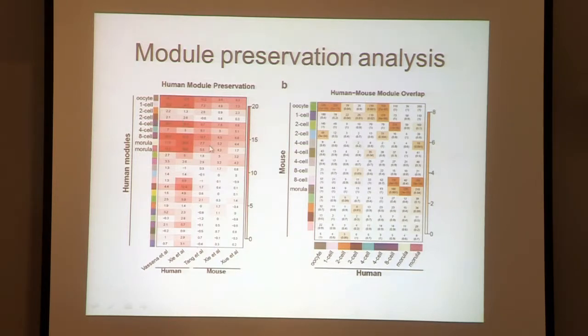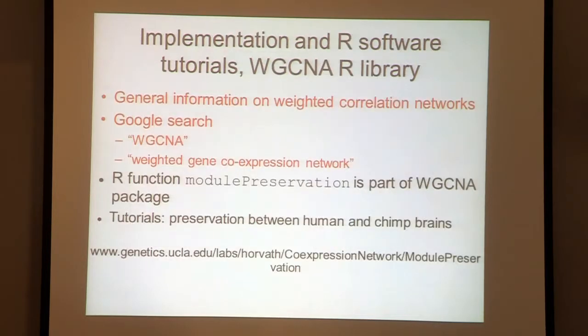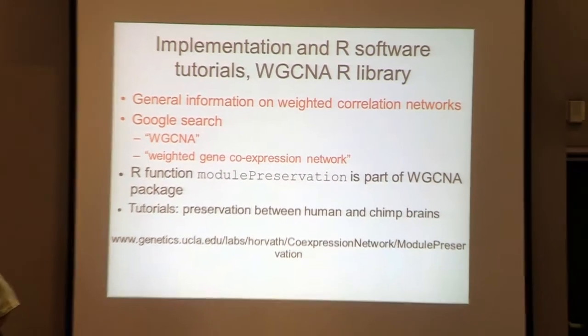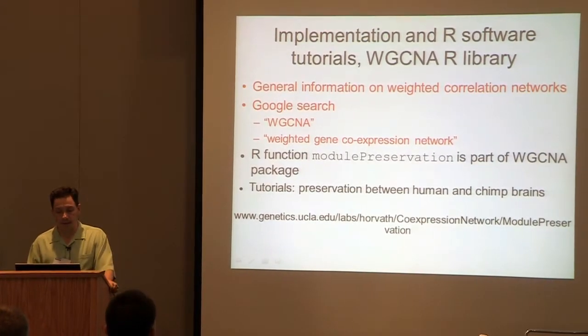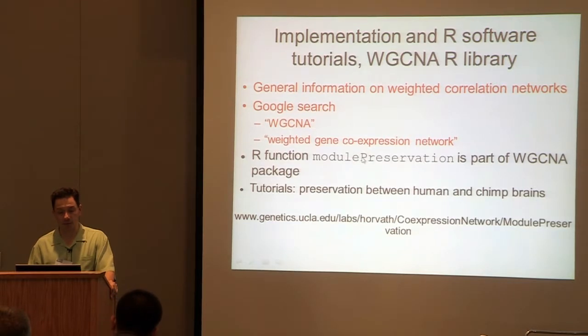So that's the Z-summary statistic approach. But you can also do a cross-tabulation-based analysis. We have R code, remember, you've seen that before. Here are the different modules in humans, in mice, and here the columns correspond to modules in humans. The right panel shows the number of transcripts that are overlapping. As I mentioned, all of these tools are implemented in the WGCNA R package. Later I give you a software tutorial for how to carry out module preservation analysis. But I mentioned already there's an R function called module preservation that really does that analysis.